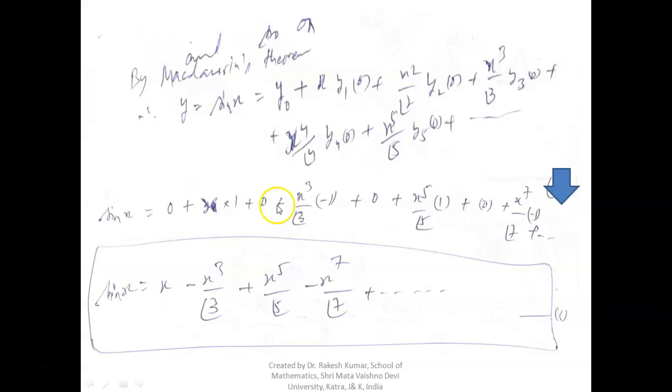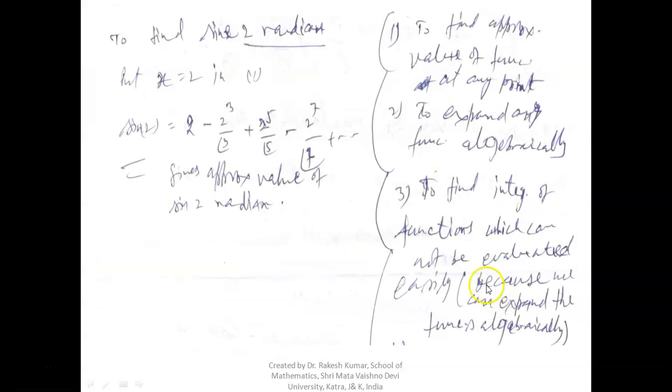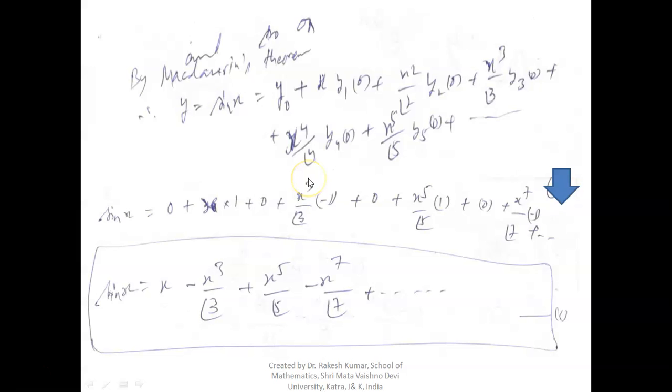So simply substituting all these values, ultimately we get x minus x cube upon 3 factorial plus x raised to 5 upon 5 factorial minus x raised to 7 upon 7 factorial plus so on. So this is how we can obtain the expansions of the series.